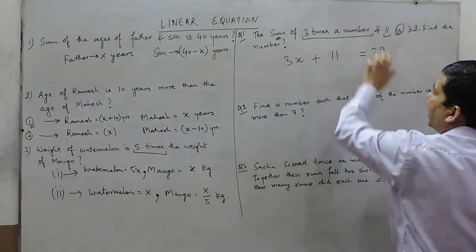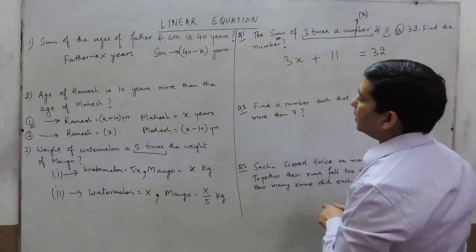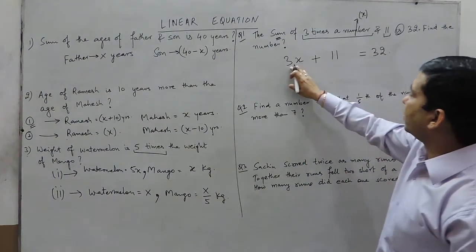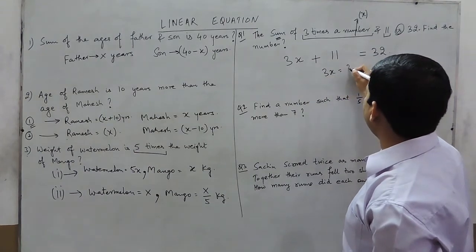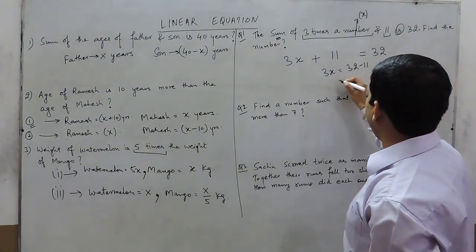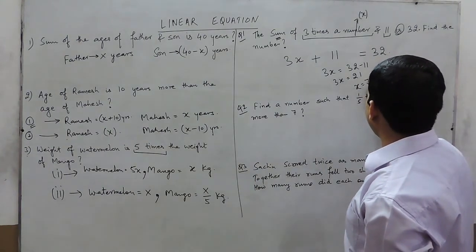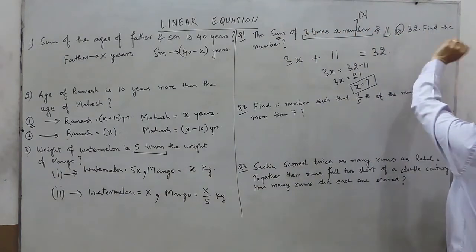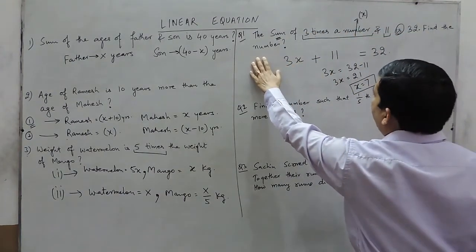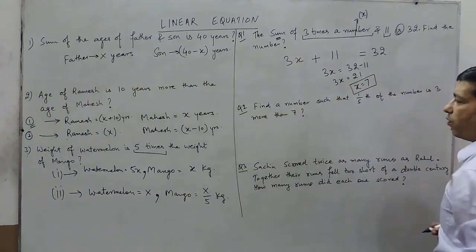When I am saying 3 times a number, I have taken the number as x. 3 times a number means 3x. So 3x plus 11 is 32. If we solve it, 3x becomes 32 minus 11, or the value of 3x becomes 21 and the value of x becomes 7. So for solving the actual problems which come in normal life, we have to use the equation and then solve it.